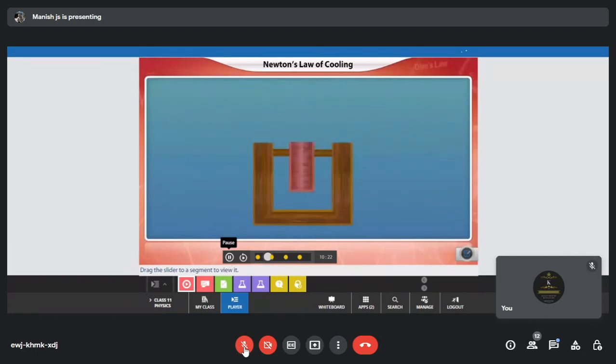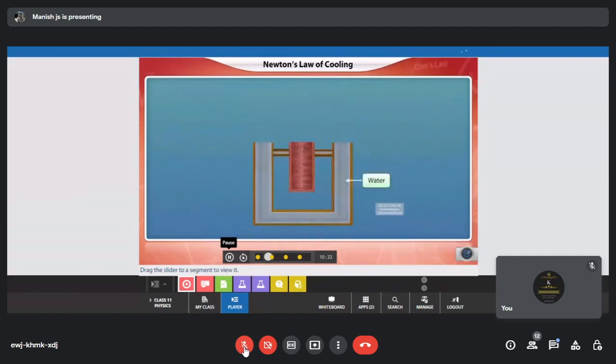Let's conduct an experiment to verify Newton's law of cooling. The experimental setup comprises a double-walled vessel that contains water between its two walls. Now, a copper calorimeter containing hot water is placed inside the double-walled vessel.